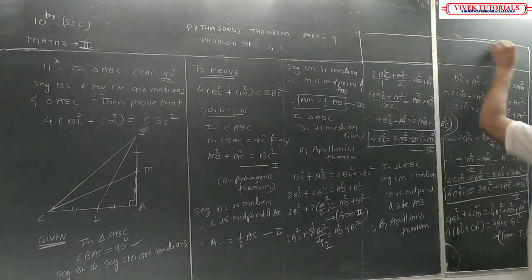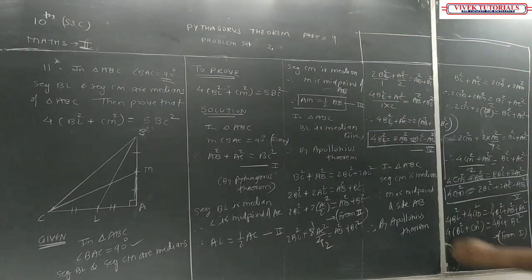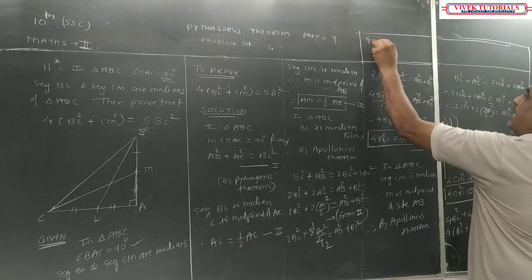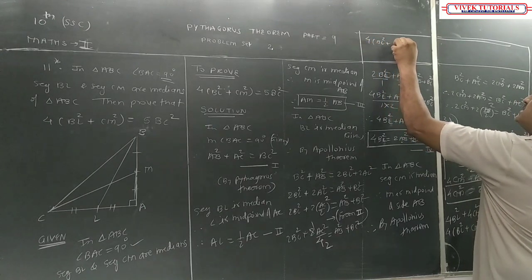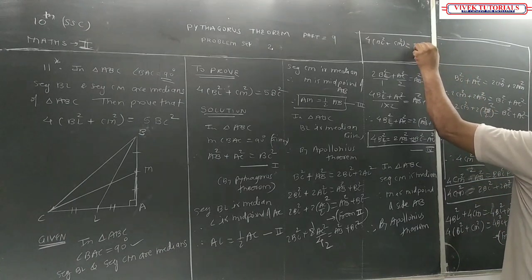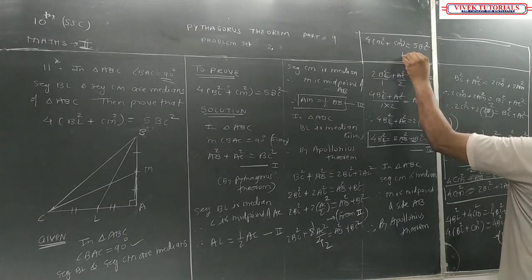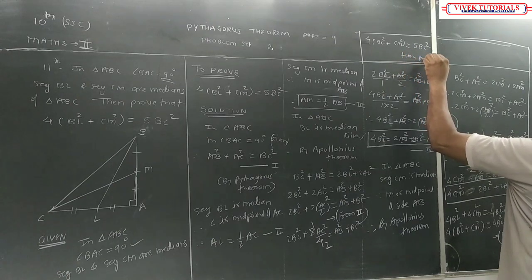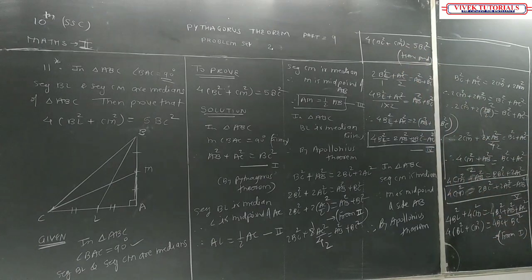Here we start writing. What will happen now? 4 in bracket BL square plus CM square is equal to, just tell me, 4BC square plus BC square is what? 5BC square. Here we can write hence proved. I'll do it once again.